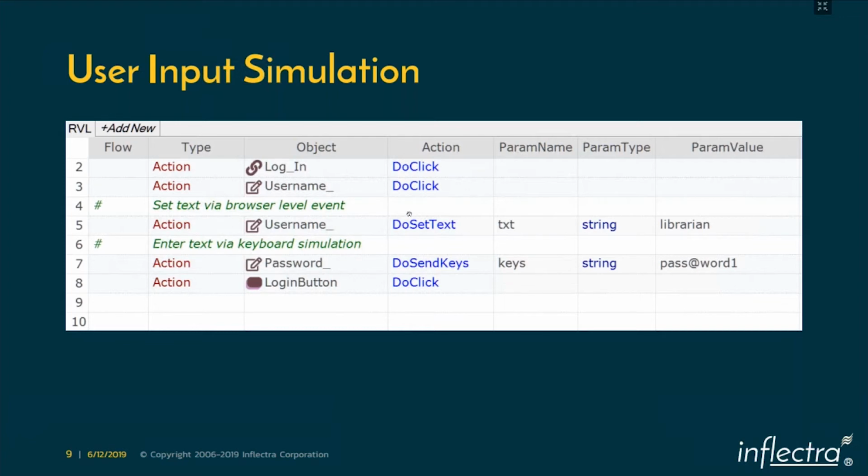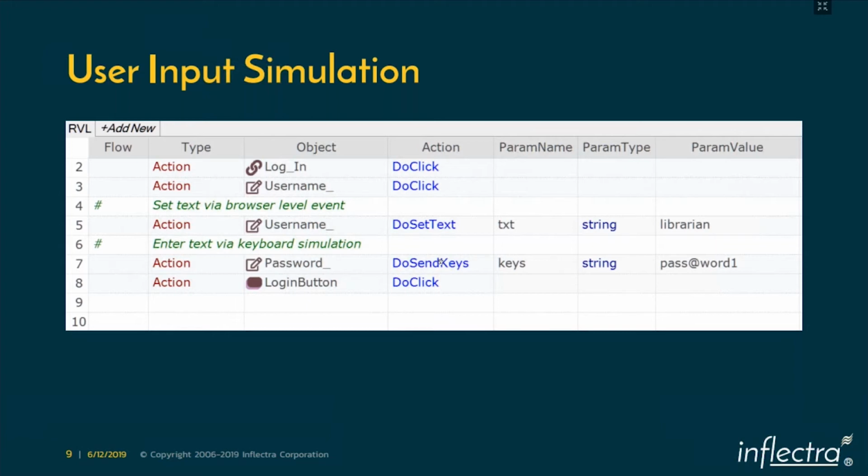So on the slide you can see, for example, on line 5 where we enter text into the username field, we have a doSetText action. And in Rupes, it means that we will send a browser level event to enter the text. And on line 7, when we are typing the password, we are using the doSendKeys action. And this action really emulates our physical keyboard input. So both ways are possible with Rupes.